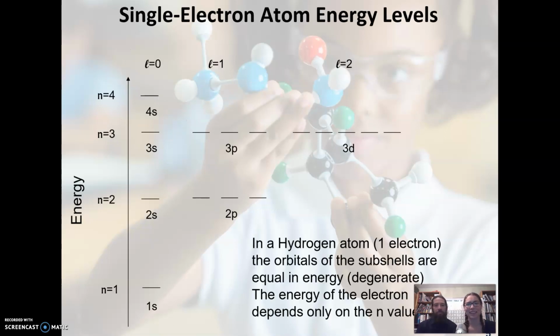Okay, so for a single electron atom, this is hydrogen, the only single electron atom. The energy levels really just depend on n, and you can see here that n equals 1 is the lowest energy level, and as n gets bigger, the energy gets greater, with energy on the y-axis. One thing to note is that the s orbitals and p orbitals have the same amount of energy as long as they're the same n. We're going to see some differences when we get to multi-electron atoms.